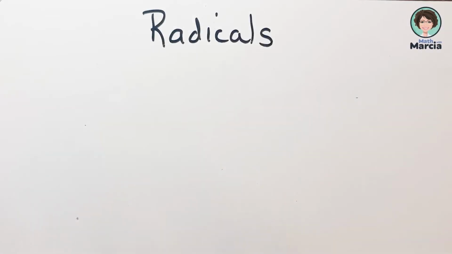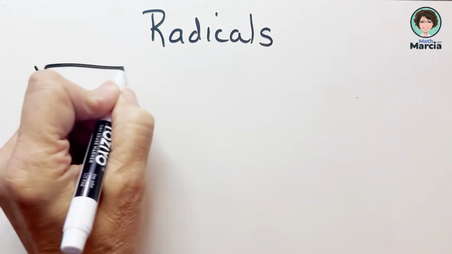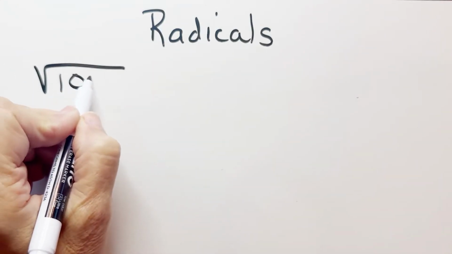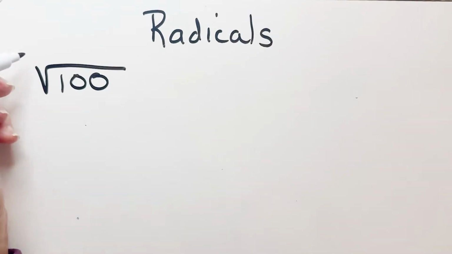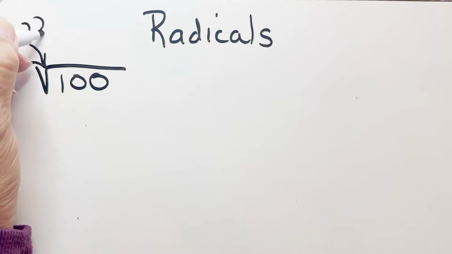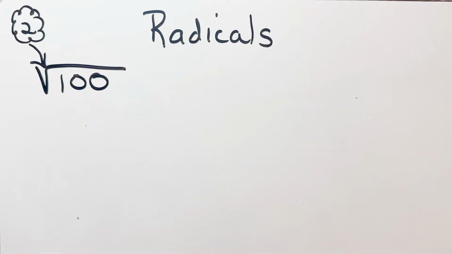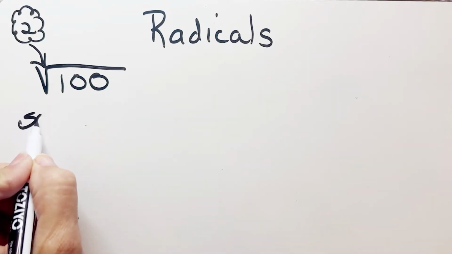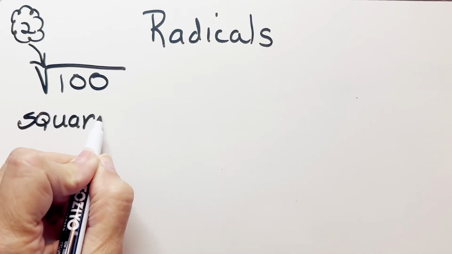Going to be talking about what are radicals. You do have a square root that may look something like this. It's an understood 2 here. I'm thinking about that. That's why it's in the cloud. So this is called a square root.